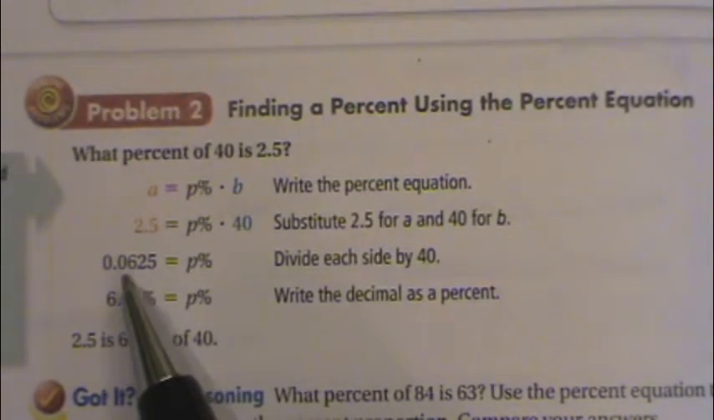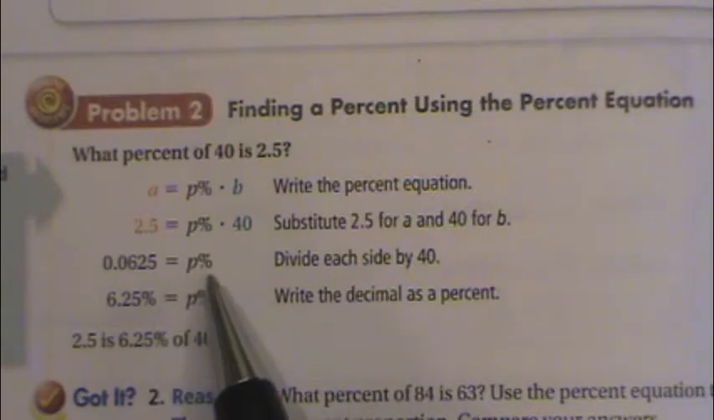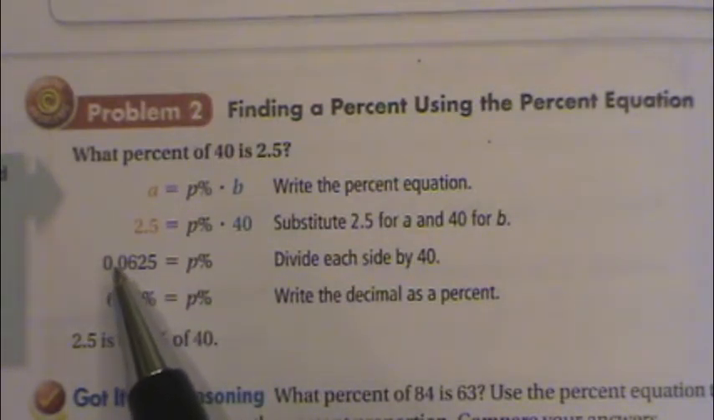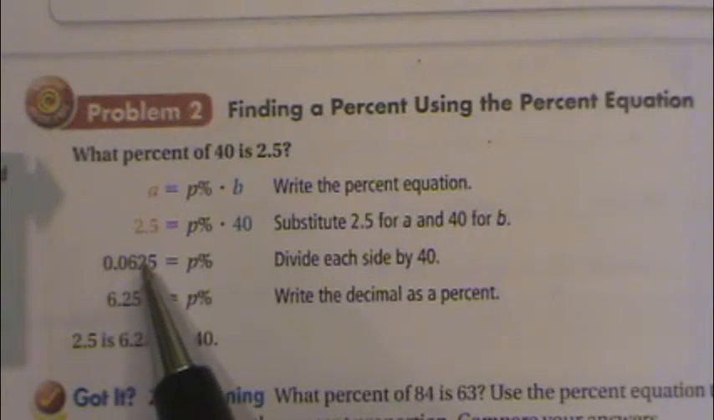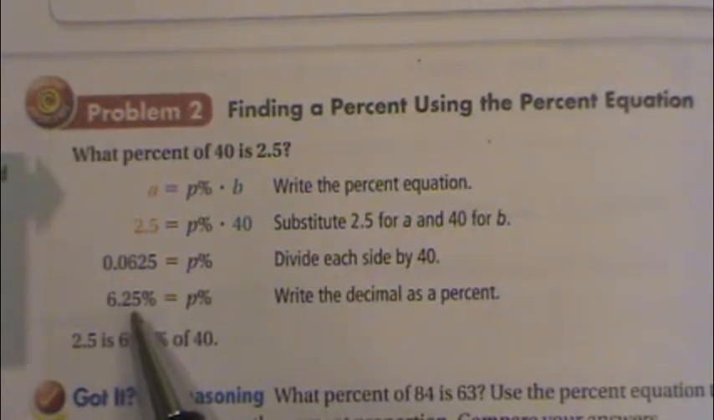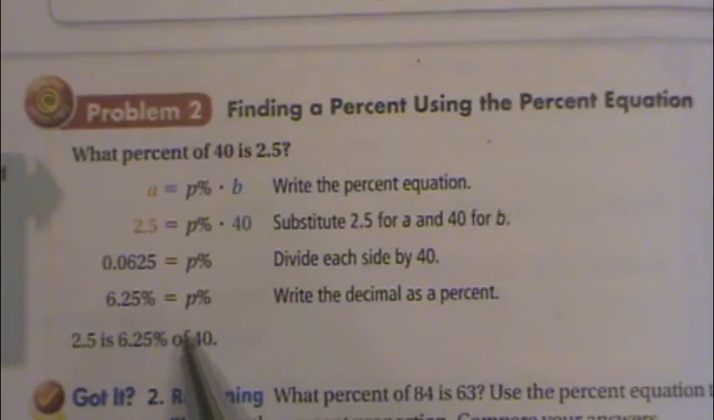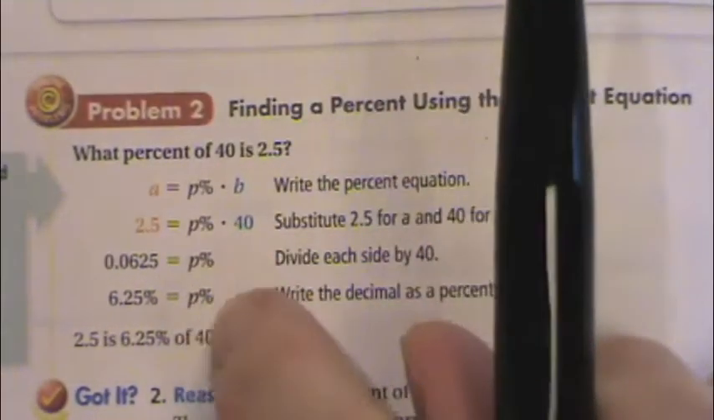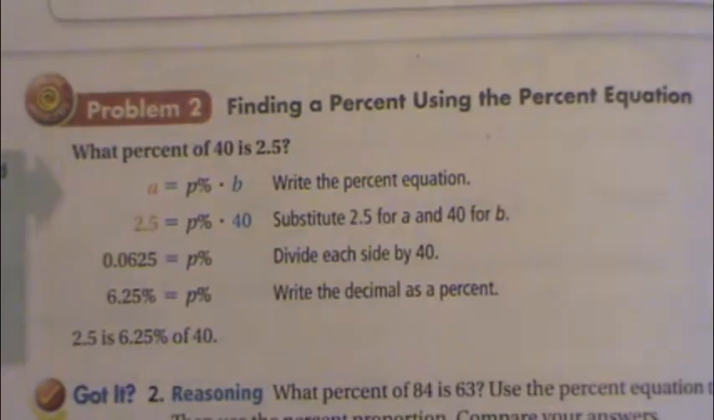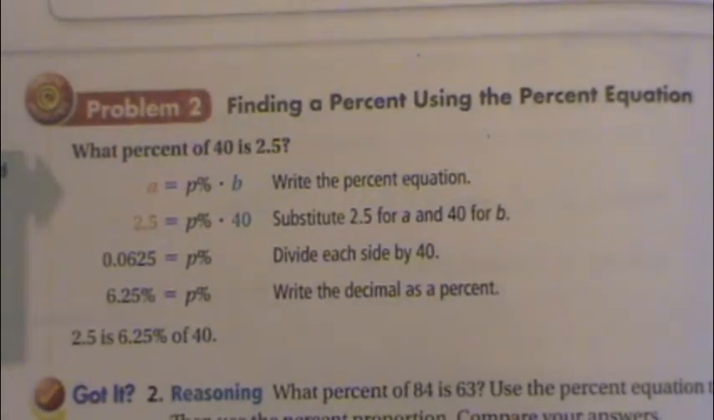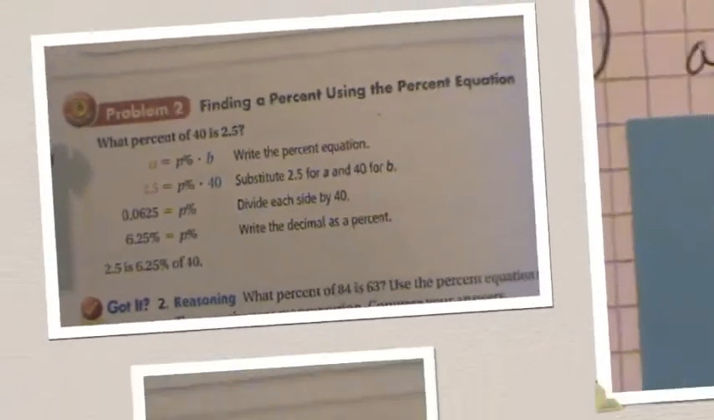And then remember this from, I don't know how old you were when you had to learn this. We ended up with 0.0625 equals p%. Move your decimal place over by 2. 6.25% is what you're looking for. I don't like that they put the percent sign there. They shouldn't have done that. Got it, number 2.